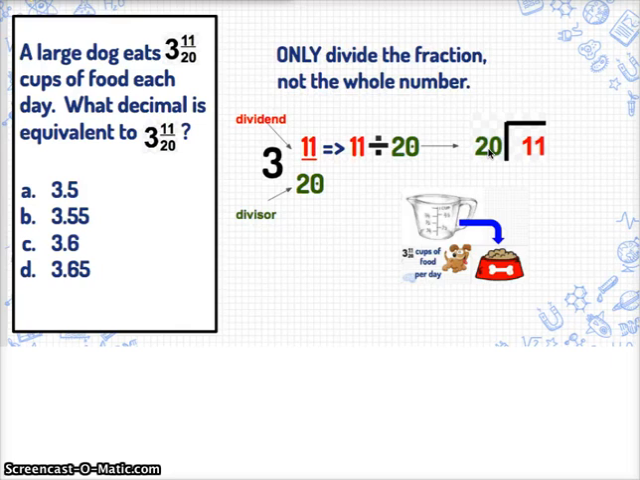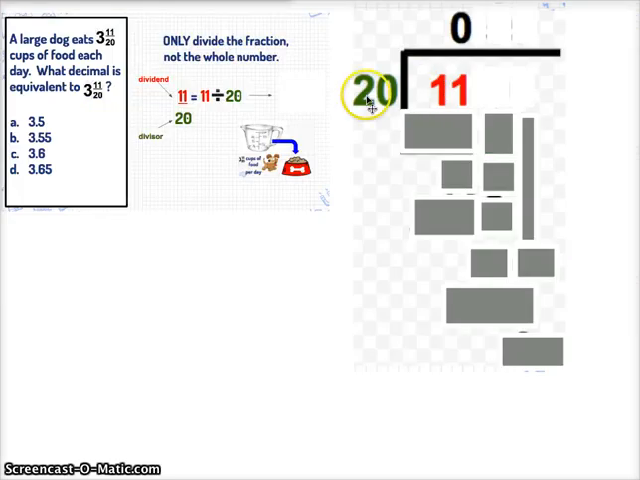Now, I will say very quickly that there are probably some of you that have been taught to convert 3 and 11/20 to an improper fraction and then divide. You can still do that method, but this method keeps the numbers smaller. So we're just going to divide the fraction. Here we go. 20 goes into 11 0 times. 0 times 20 is 0. So I still have a remainder of 11.